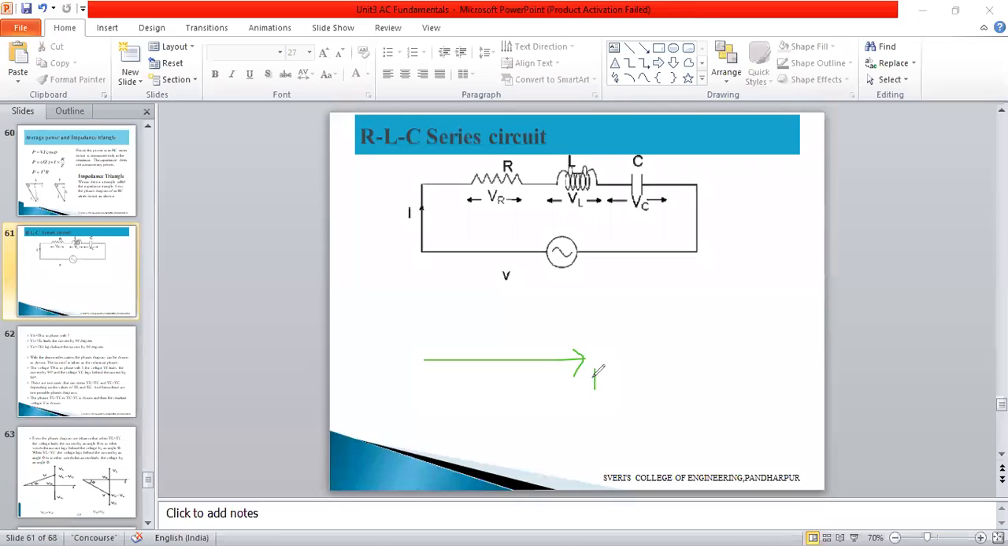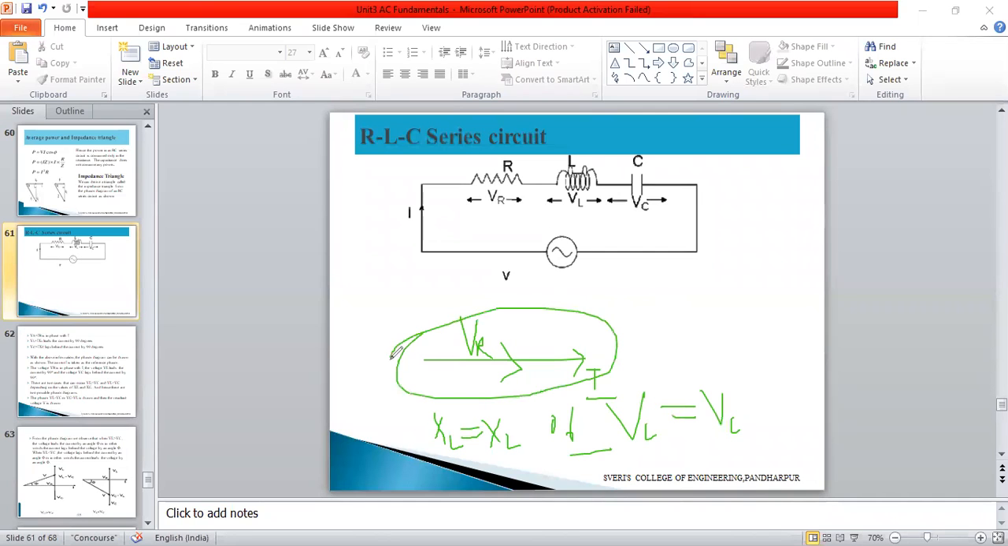Now for pure resistance, we are going to consider I, and with the reference of that, we have to draw the VR. This is the third condition where XL equal to XC. So then it acts as only a resistive circuit here, or VL equal to VC, we can tell that one here. This is the third condition, we are going to call that one here.